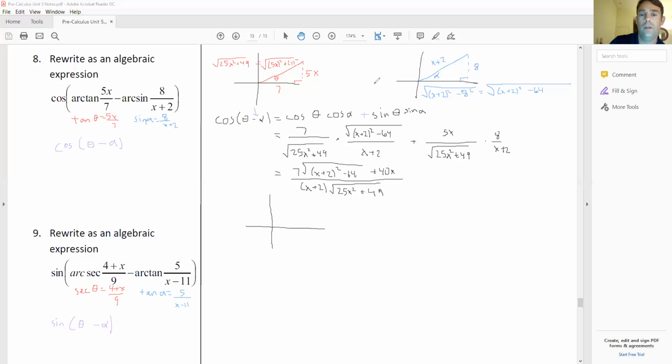All right, so let's think about secant for a second. So here's my angle theta. Secant is hypotenuse, so 4 plus x, over adjacent, so that's 9. So that means my y value is going to be the square root of 4 plus x squared minus 9 squared, or 4 plus x squared minus 81.